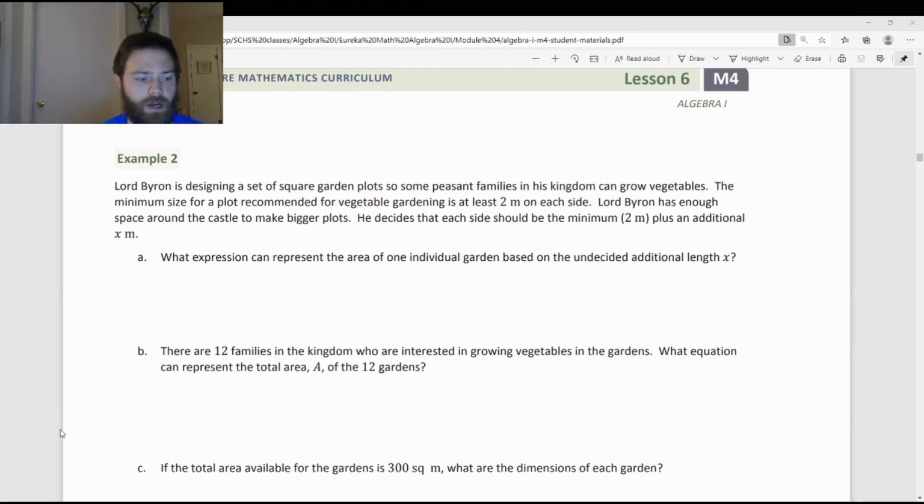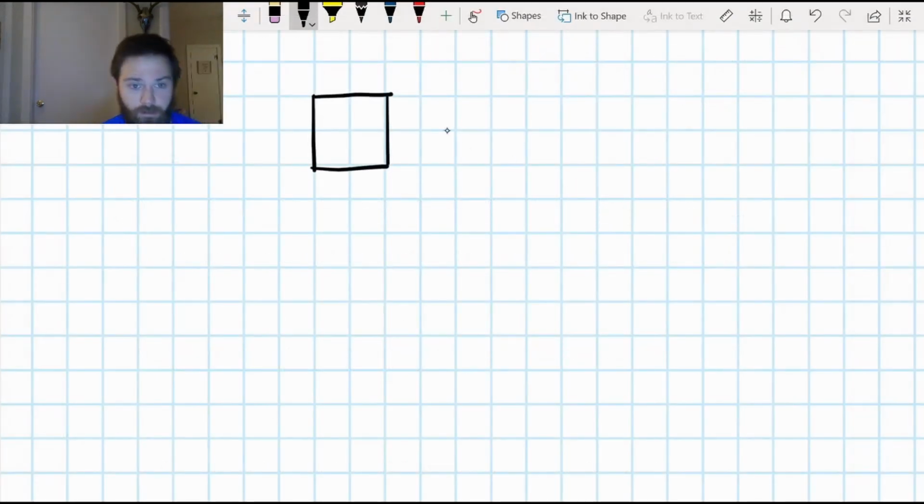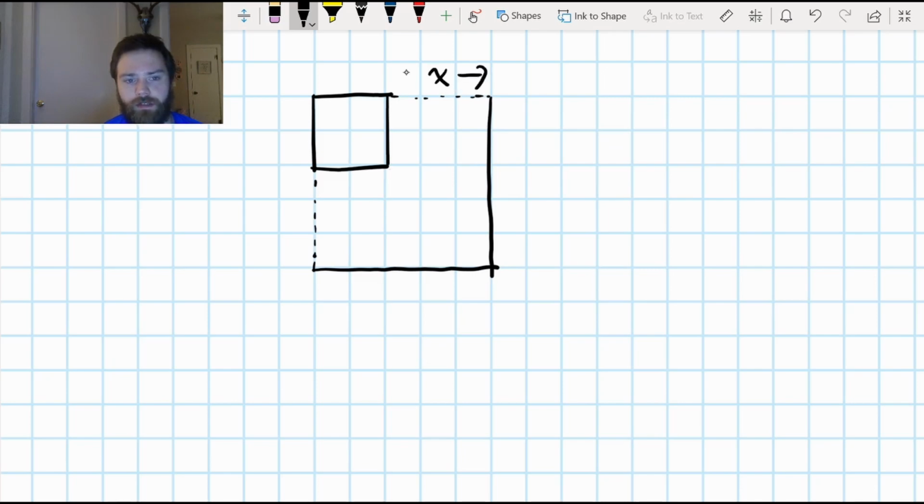Okay, so what we've got here is a minimum of 2 units here. And then there's some unspecified amount that this king has said he wants his peasants to add to their farms. So this unspecified amount we're going to call X. So this distance here is X, whatever X length is. And then down here, this distance is also X. So essentially, with these 2 by 2 squares, we're extending them by X units.